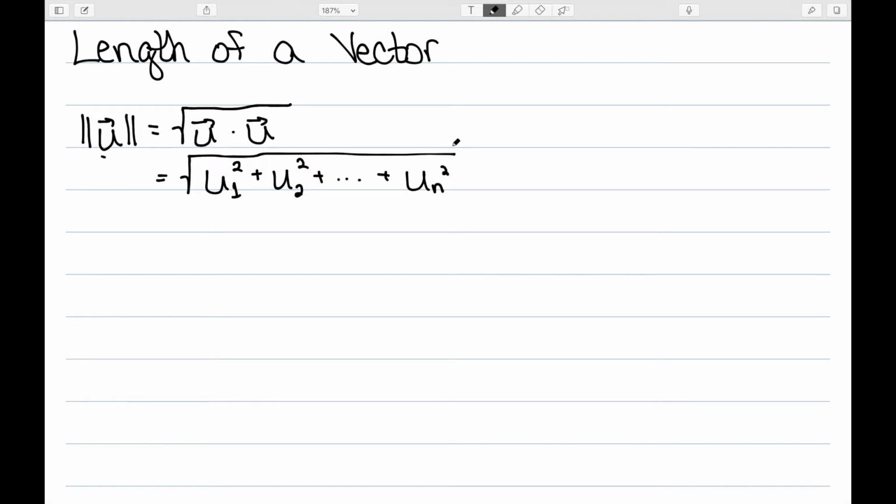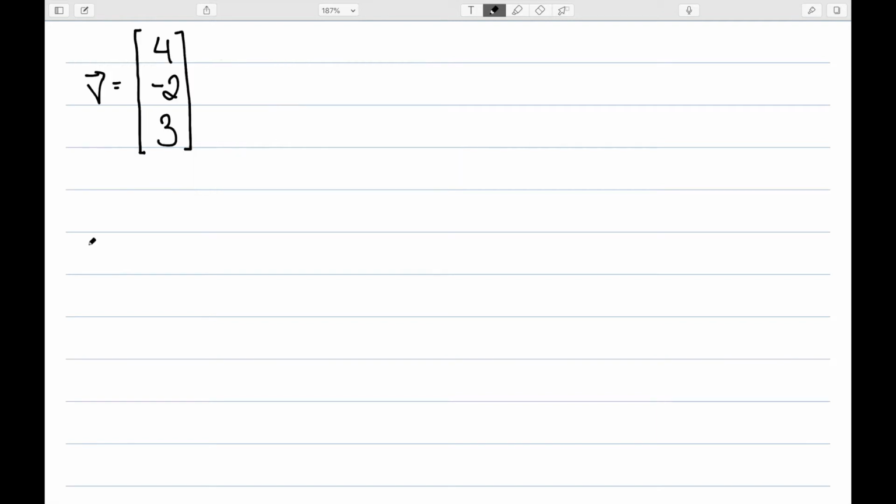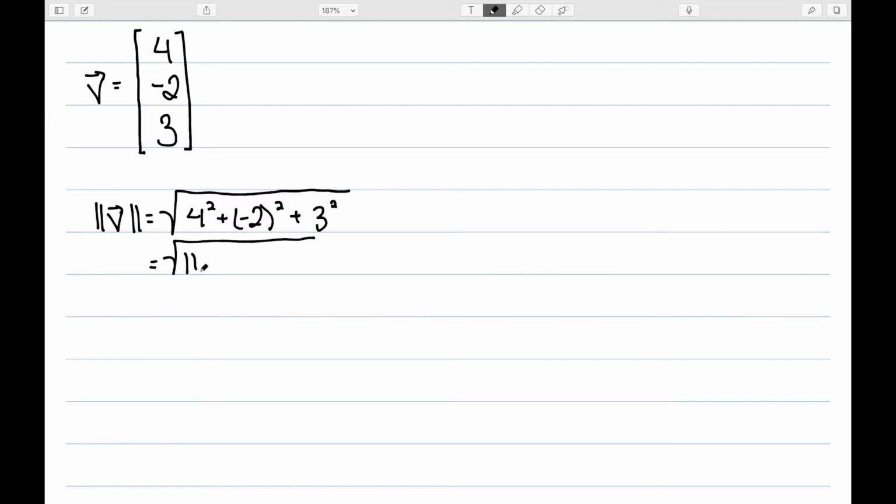Let's look at an example of this. Here I have a vector v and I want to find the length of v. The definition of length says take the square root of v dot v. So we have 4 squared plus negative 2 squared plus 3 squared. So that would be 16 plus 4 plus 9, or 29. So the length of this particular vector is the square root of 29.